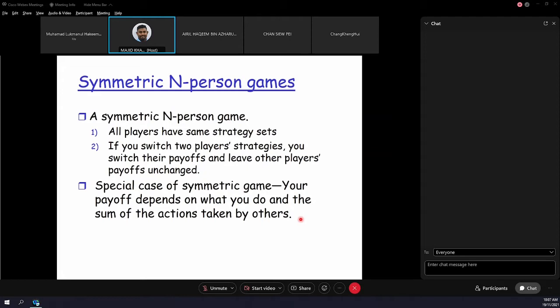But how will my utility for that 150 cookies be divided into a fair payoff, because I know King Kang Hoi can produce less than me when we are doing it separately. So how are we going to do that? That's the importance of Shapley value. That's why I say that your payoff depends on what you do and the sum of the actions taken by others.